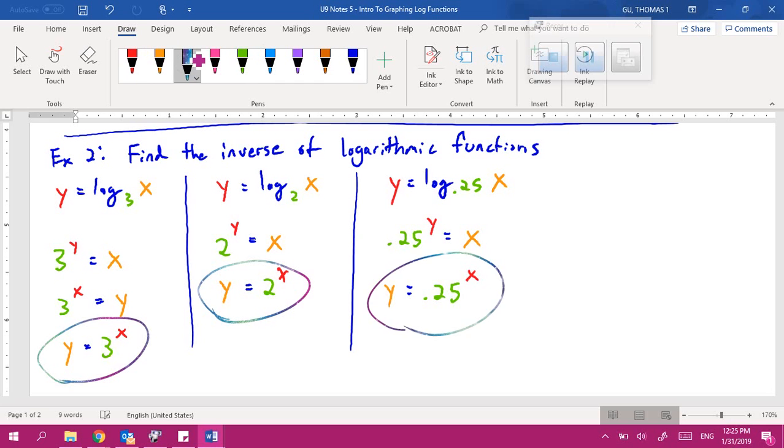And one final example. It's going to be y equals log of x. So what are we going to do here?